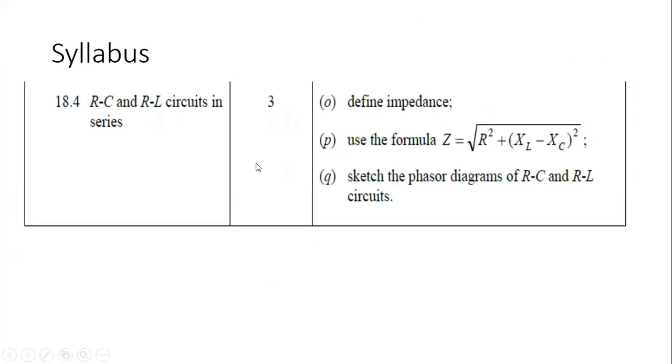What are we supposed to do? RC, RL circuit in series. Define impedance. That's your impedance. Then R squared. Memorize this formula. Sketch the phasor diagram for RC, RL. Okay, so it looks like also the three of them together.